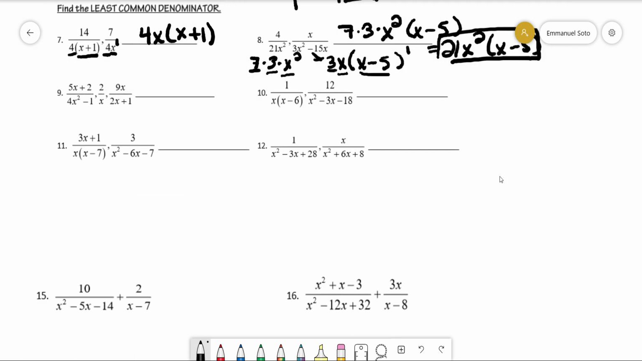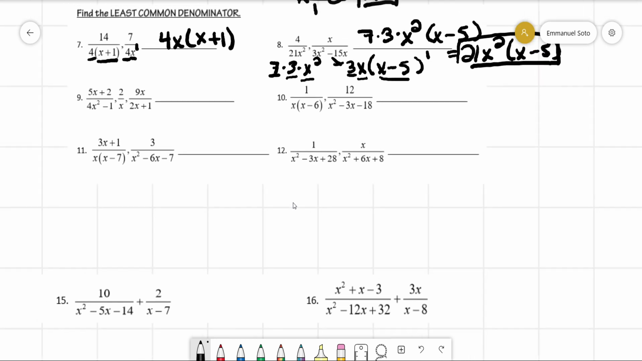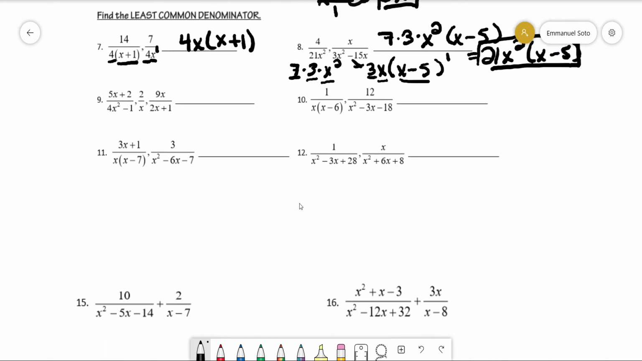Oops. So now for number 9, this guy can factor. That's a difference of squares. All right. So that becomes a minus b, a plus b. Remember, that's how we factor difference of squares.